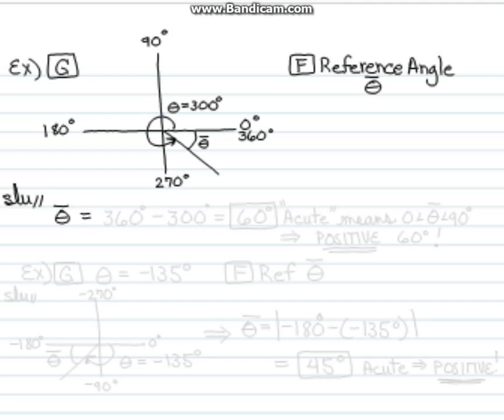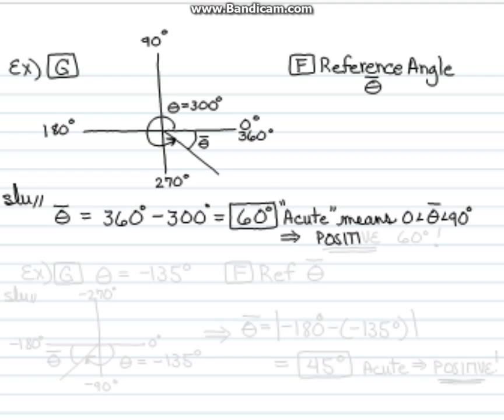Okay, so the value of theta bar is the entire 360 degrees minus the 300 degrees that we drew, which is 60 degrees. Now, when we say an angle is acute, it means the angle is 0 less than theta bar less than 90 degrees. And that implies a positive 60 degrees, okay? So an acute angle has to be between 0 and 90 degrees. And reference angles are acute angles, so of course it's a positive 60 degrees.